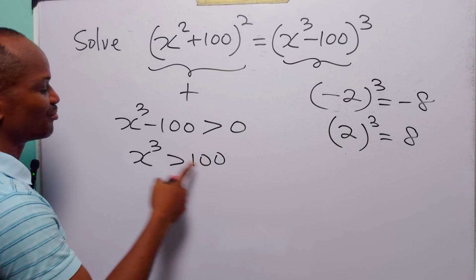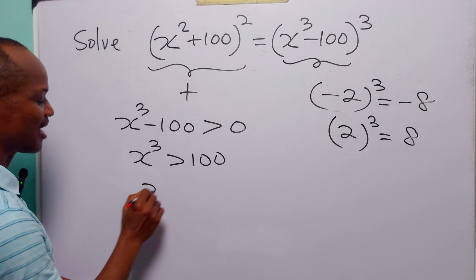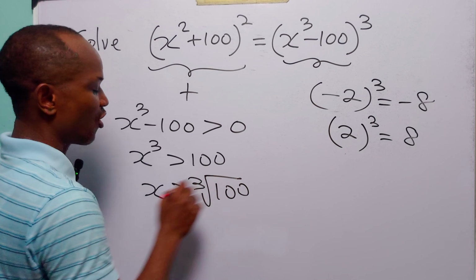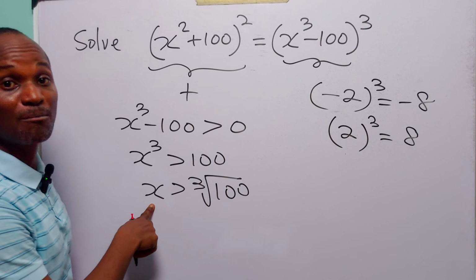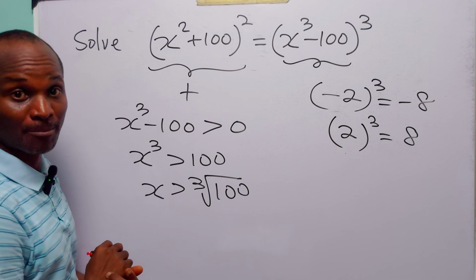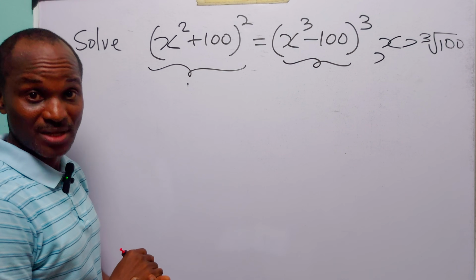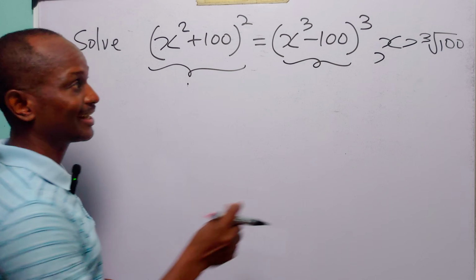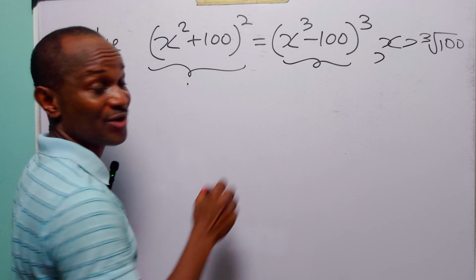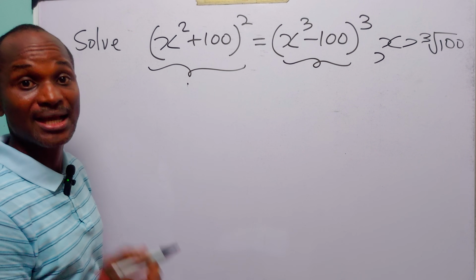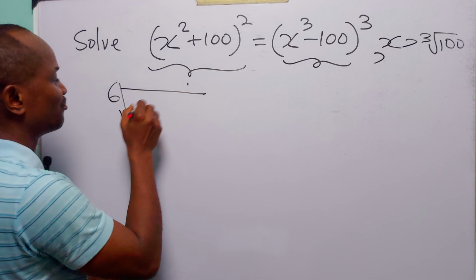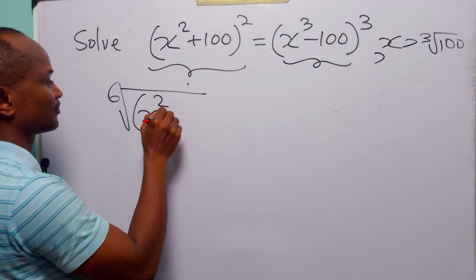And taking the cube root of both sides of this inequality, we have that x must be greater than the cube root of 100. So we have that x must be a positive number. And now that we have established that both x squared plus 100 and x cubed minus 100 are positive numbers, the next thing we are going to do is to take the sixth root of both sides of this equation.